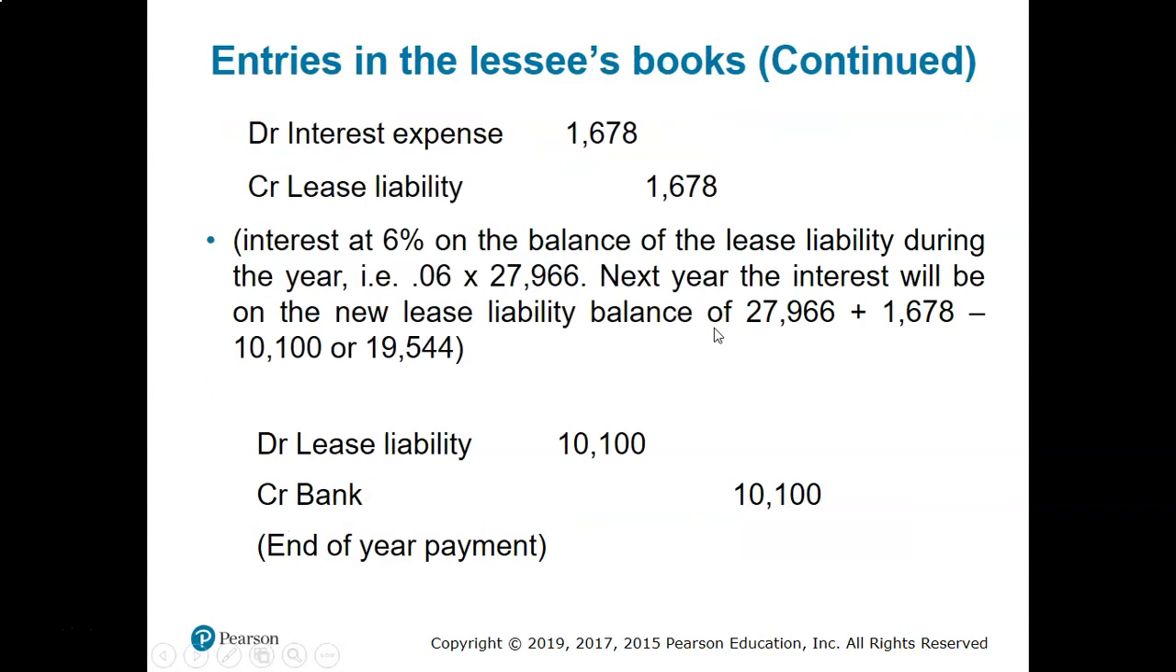So the amount of interest that we need to calculate and recognize, as the interest rate is 6%, is 6% of 27,966 for the first year. So the interest amount comes to 1,678. So interest expense for the lessee: interest expense debit and lease liability credit. This is the liability that you are supposed to pay to the lessor. So interest is being paid by the lessee to the lessor, and that's why this is the expense of the lessee.